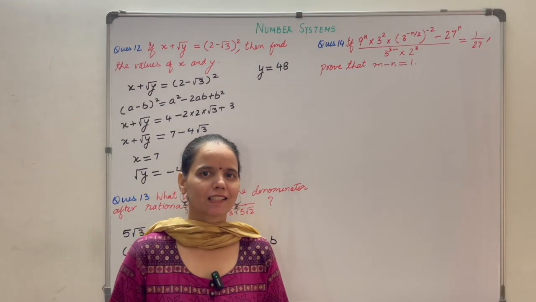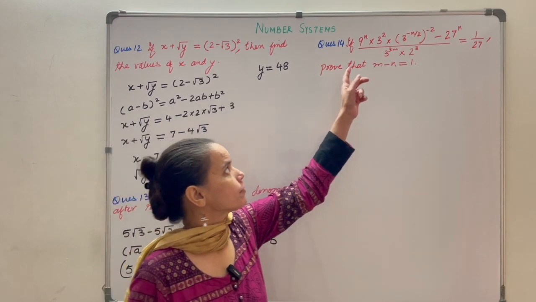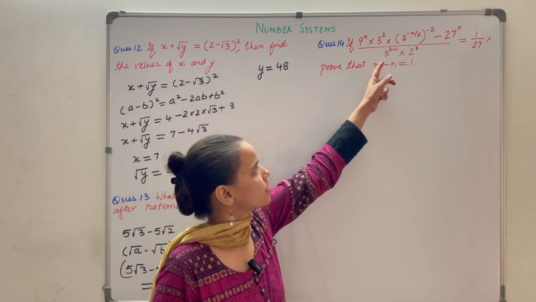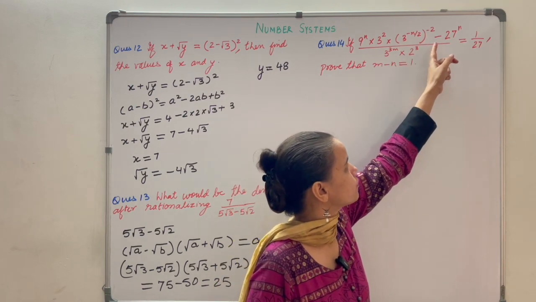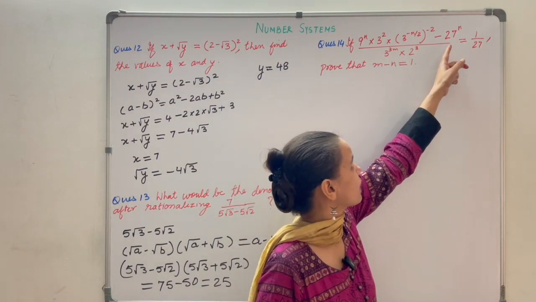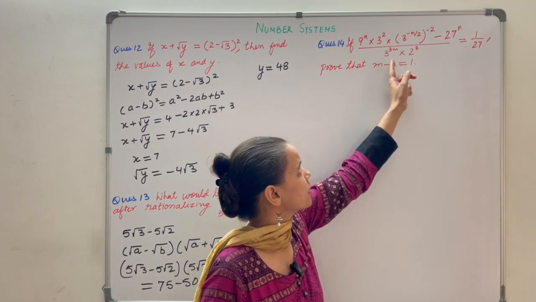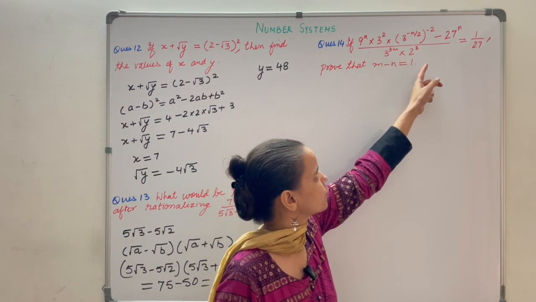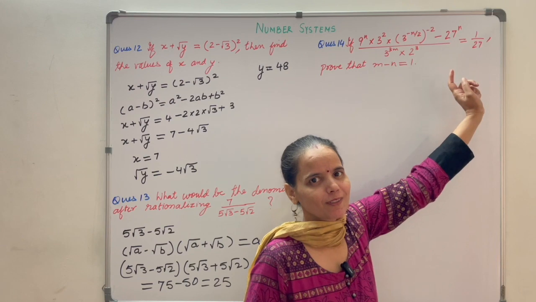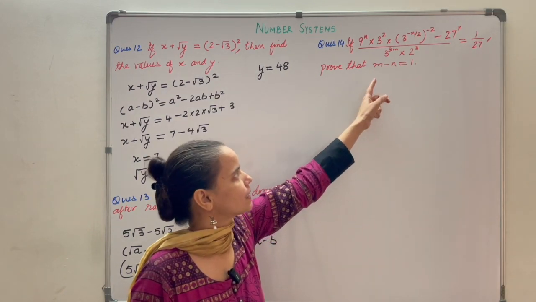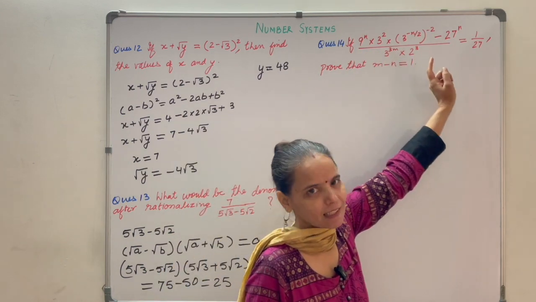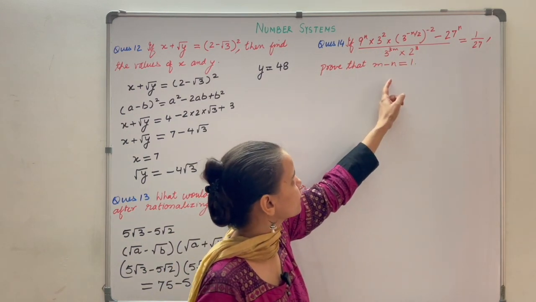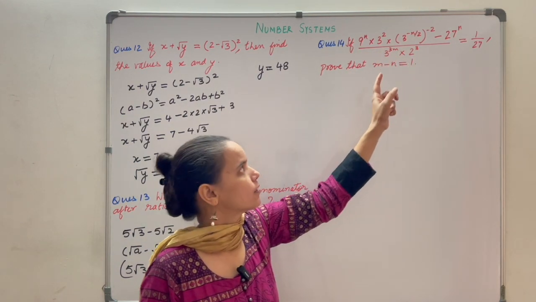Now let us take the 14th question. If 9 raised to the power n into 3 square into 3 raised to the power minus n by 2, whole raised to the power minus 2, minus 27 raised to the power n divided by 3 raised to the power 3m into 2 cube is equal to 1 upon 27, prove that m minus n is equal to 1. So here this is given to you and you need to prove this. So we are going to use it to prove this one.